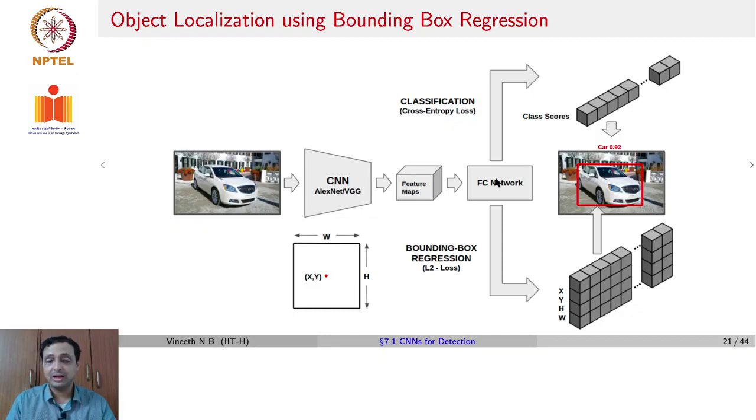So your fully connected network at the end would have two heads, a classification head and a regression head. The classification head would use cross entropy loss. The regression head will learn an x, y, the top left corner of the box, a height and a width, 4 coordinates, 4 values. These values can be learnt using a normal L2 or mean square loss. The entire network would be trained by the sum of these two losses to not only classify the image but also localize the object.